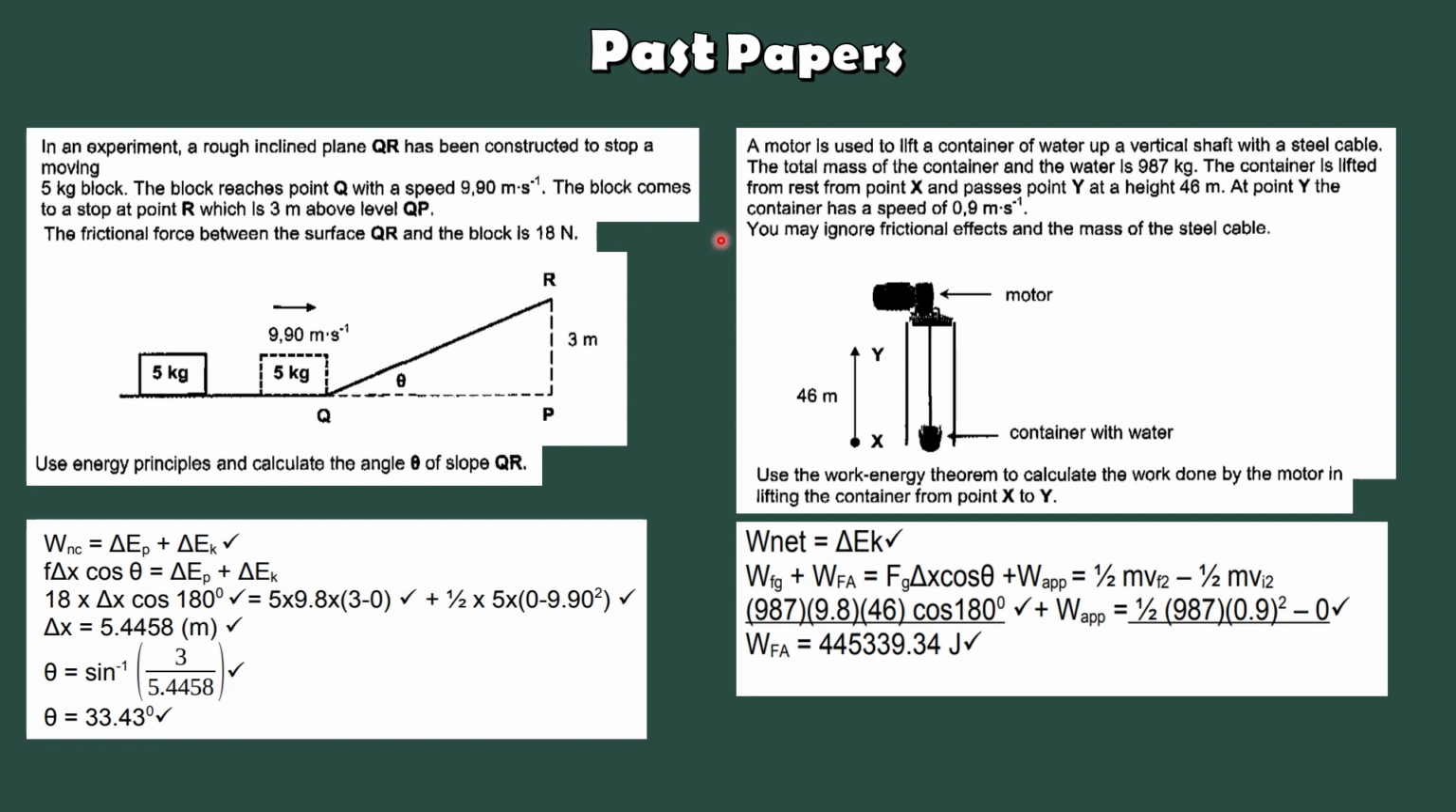Now, the work net formula. You have your force of gravity going downwards. You have your force applied, which is the motor. Now, you have to sub everything in and solve for the missing value, which is this. You have everything. This is 0 because it said from rest, and you come out to an answer of this.